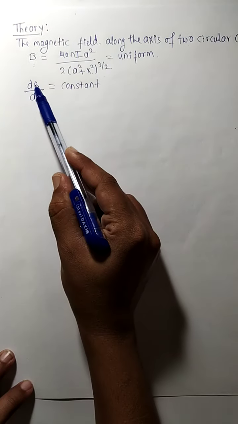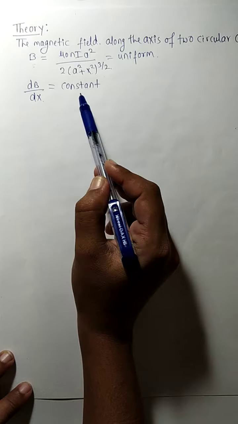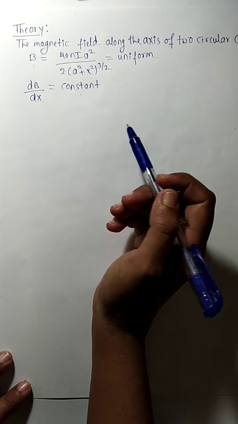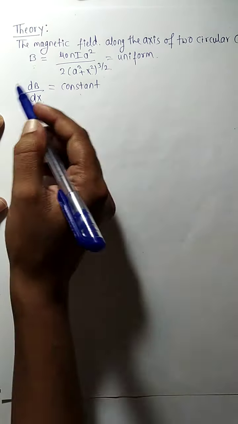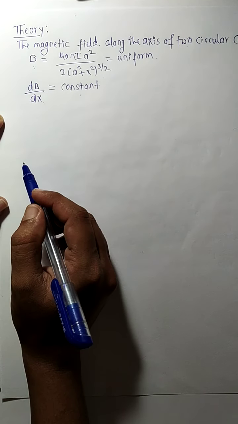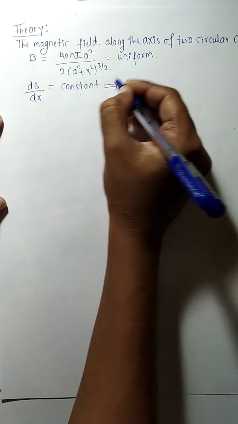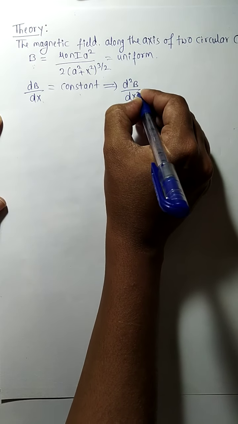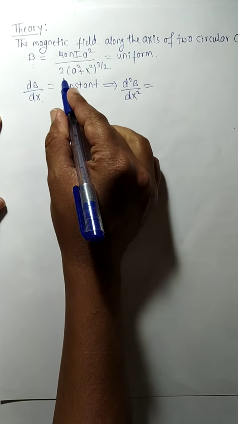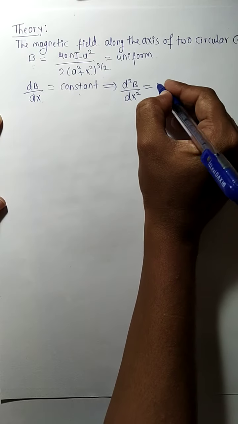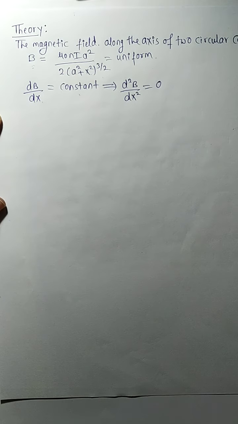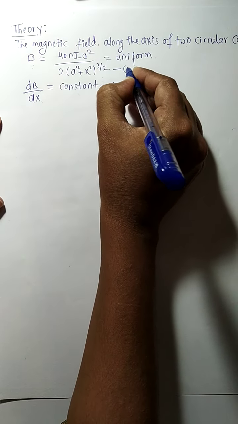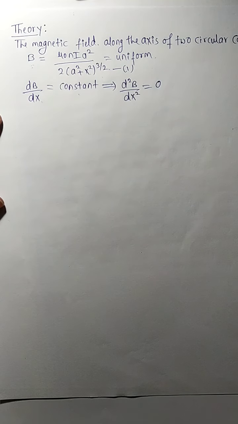That's why I am writing dB by dx. This differentiation should be equal to a constant. So if that is the case, I will differentiate this one again. When I differentiate it, we get d square B by dx square equal to the differentiation of a constant quantity, as you know, which gives a 0 value, isn't it? So now I will take this as the first equation, the B value.